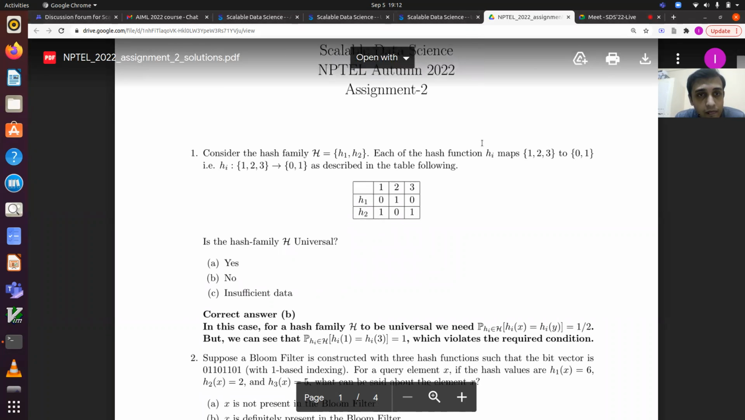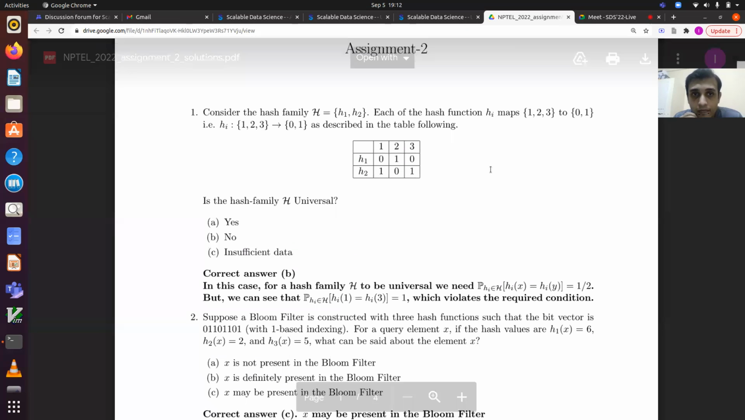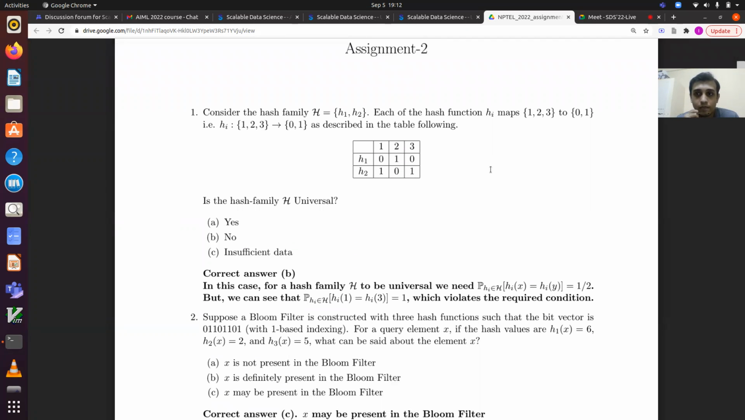Sir, week 2, question number 1. This is the question: consider the hash family H1, H2, mapping 1 to 3 goes to 0 and 1. Is the hash family universal? The solution is also given, sir: the probability that h(x) equals h(y) is 1 by 2. How, sir, and why, sir?